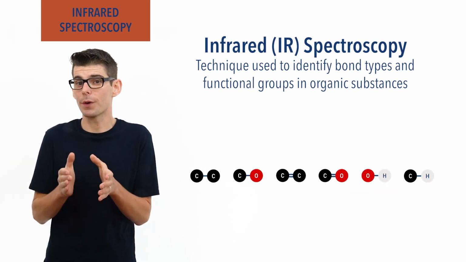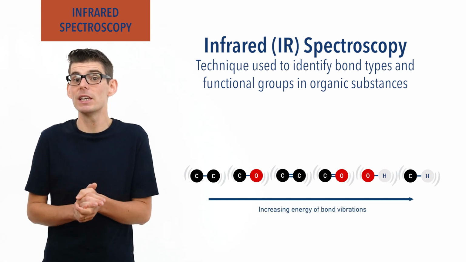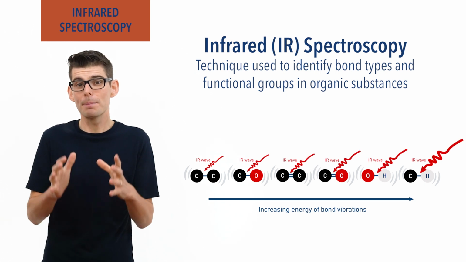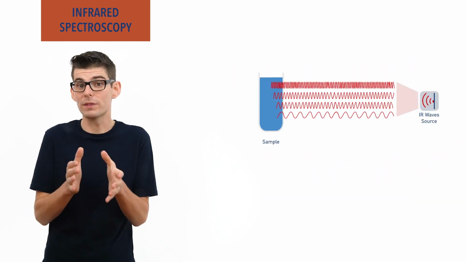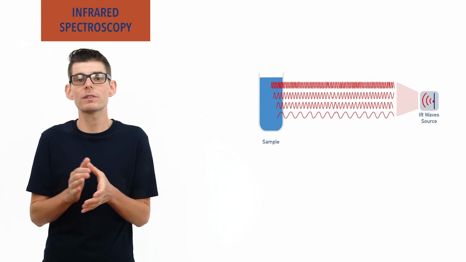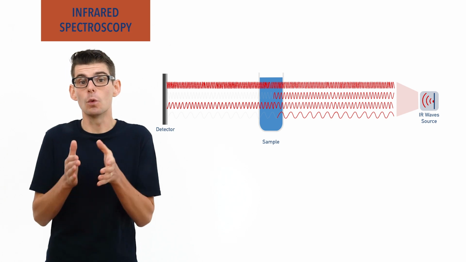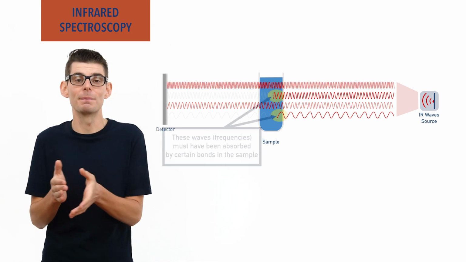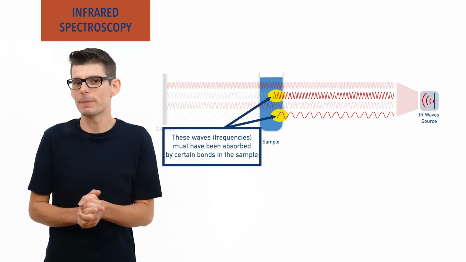Different bond types require different amounts of energy to vibrate, meaning they can each absorb different wavelengths of IR radiation. By bombarding a sample with a range of IR waves, all with different wavelengths, the wavelengths that pass through the sample can be detected, and from this, the wavelengths that must have been absorbed by bonds in the sample can be found. This is the background of IR spectroscopy.